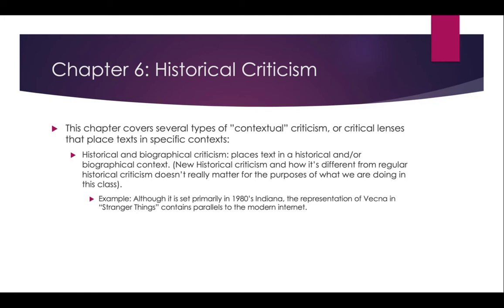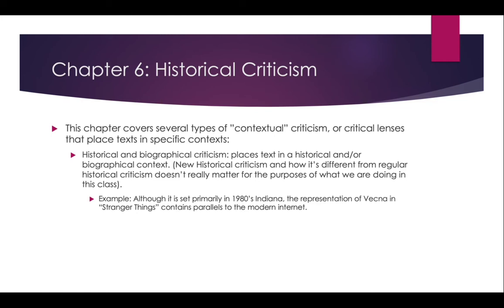So this chapter actually covers quite a bit of content. It covers more than just what we think of as historical criticism proper. It covers several types of contextual criticisms, or critical lenses that place a text in a specific context. And the first context that the chapter covers is a historical and biographical context. So this part of the chapter goes over new historicism, historical criticism, and biographical criticism.